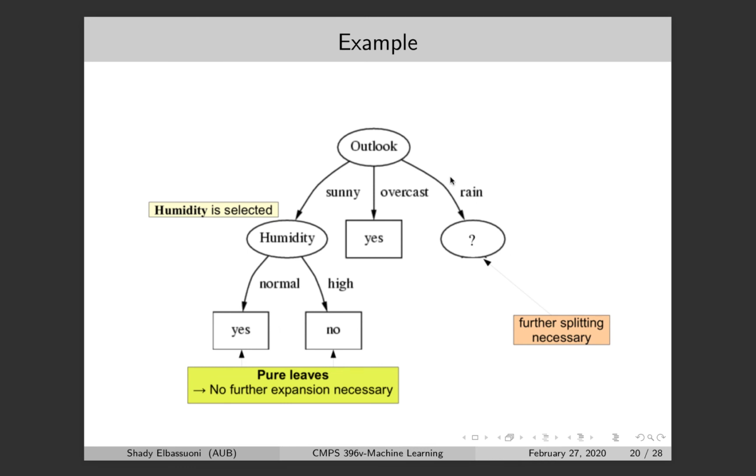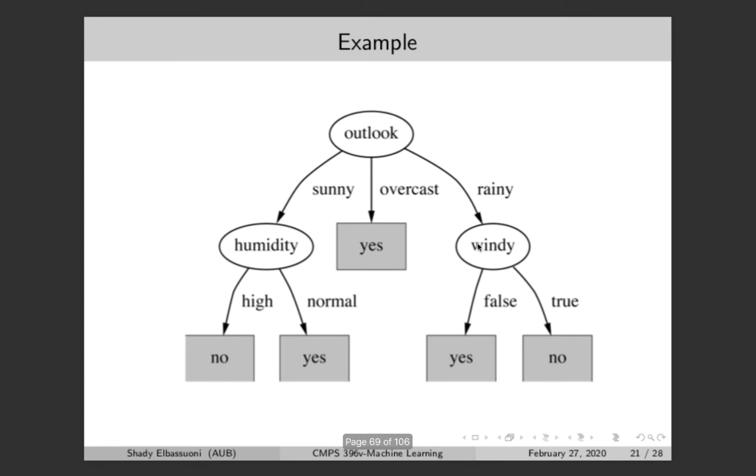Now for outlook rain, I still have to split because this is an internal node. It doesn't have instances belonging to one class only. Okay. So for rainy, I can try the same exercise. So try temperature, try wind, try humidity, and I realize that wind has the highest information gain, and I get 2 leaf nodes. When wind equal to false, yes. When wind equal to true, no. Okay, that's pretty much it.